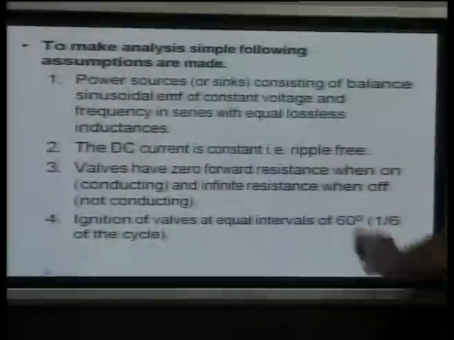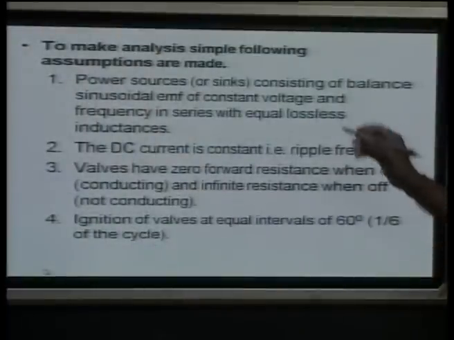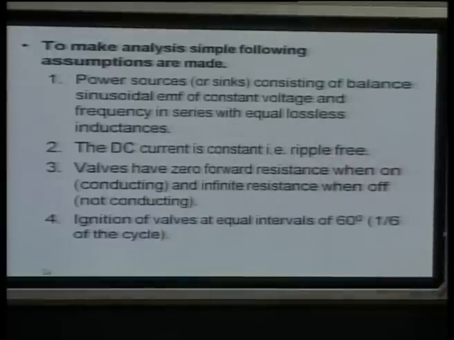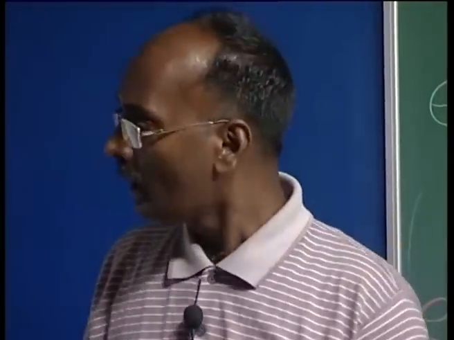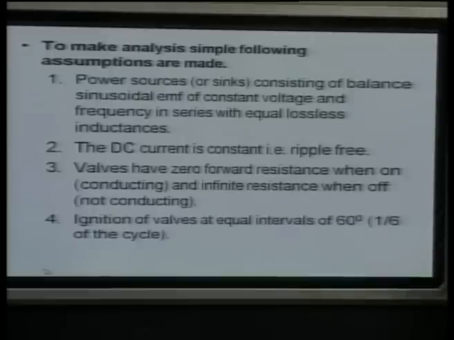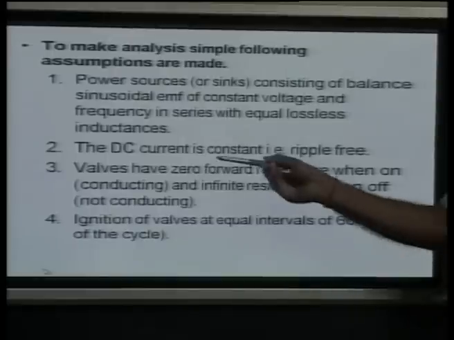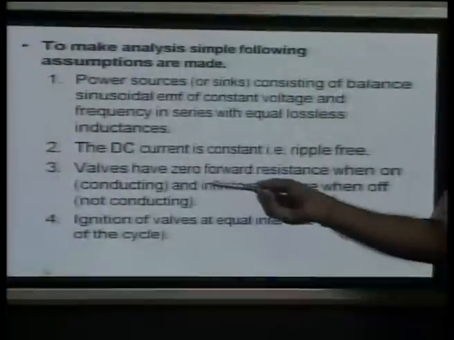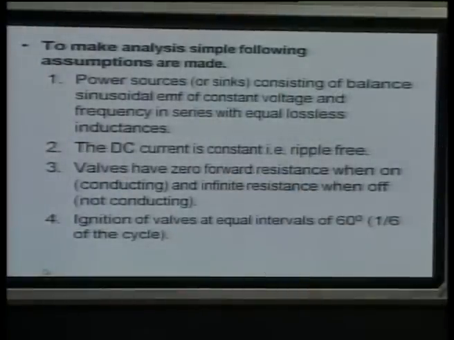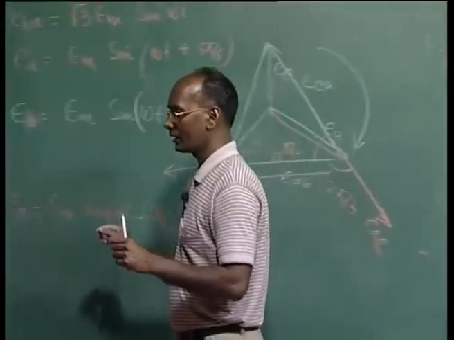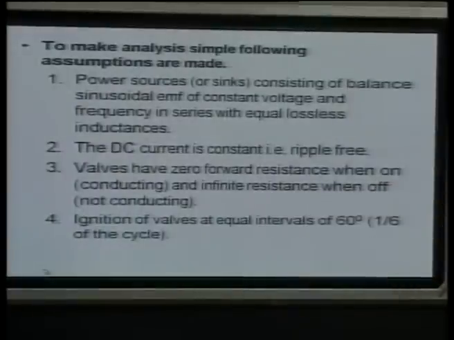Here as I said the power sources are the sink, they are balanced, consisting of balanced sinusoidal EMF of constant voltage and frequency, and we are assuming that it is lossless. So, the source is giving perfect voltage, the voltage is constant, frequency is constant, but the current can vary depending upon the conduction of valve. The second assumption is the DC current is ripple free, means we are having the perfect DC current. Then we are assuming ideal valves, means valves are lossless and they offer 0 resistance in the conduction mode and infinite resistance when in non-conducting or off state.